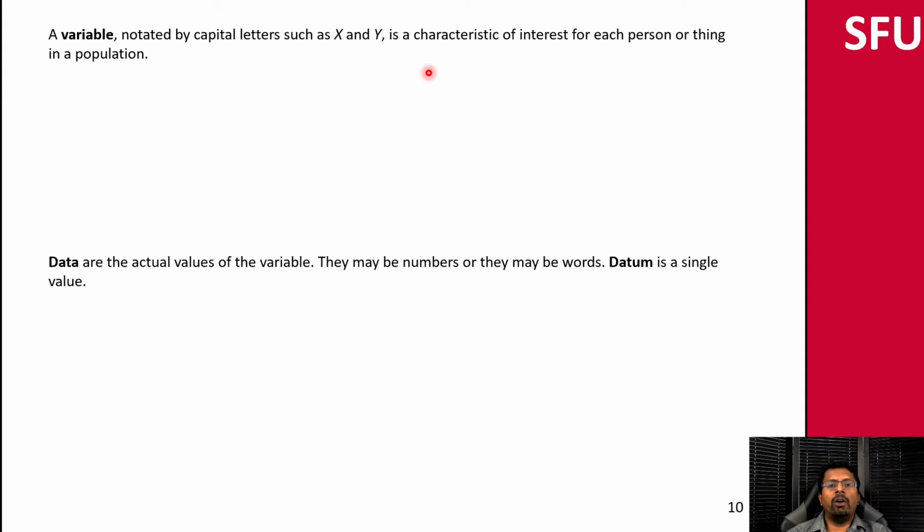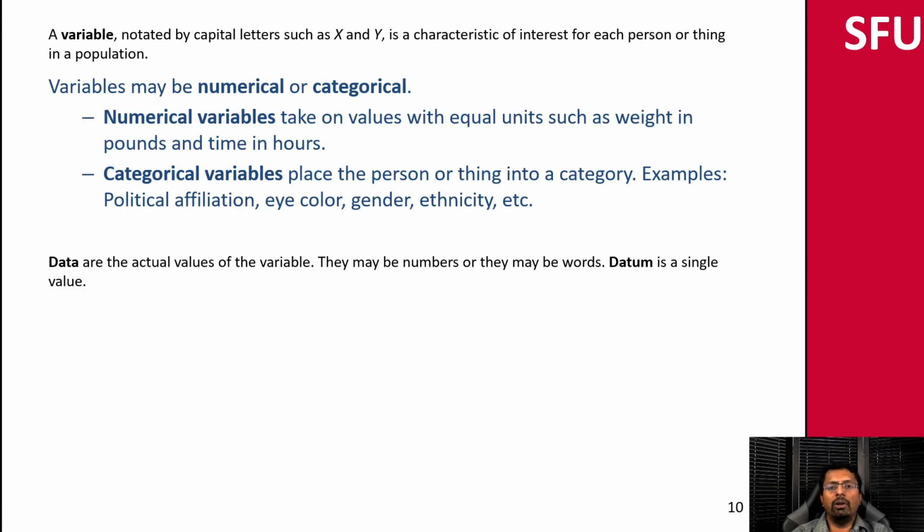So in the field of statistics, generally we have variables, which would be denoted by capital letters X and Y. This is a characteristic of interest for each person or thing within the population. Very quickly, a variable may be numerical or categorical. You have numerical variables like weight in pounds, or time it takes to do some task in hours. And then you might have categories such as political affiliation, eye color, gender, ethnicity, and so on and so forth.